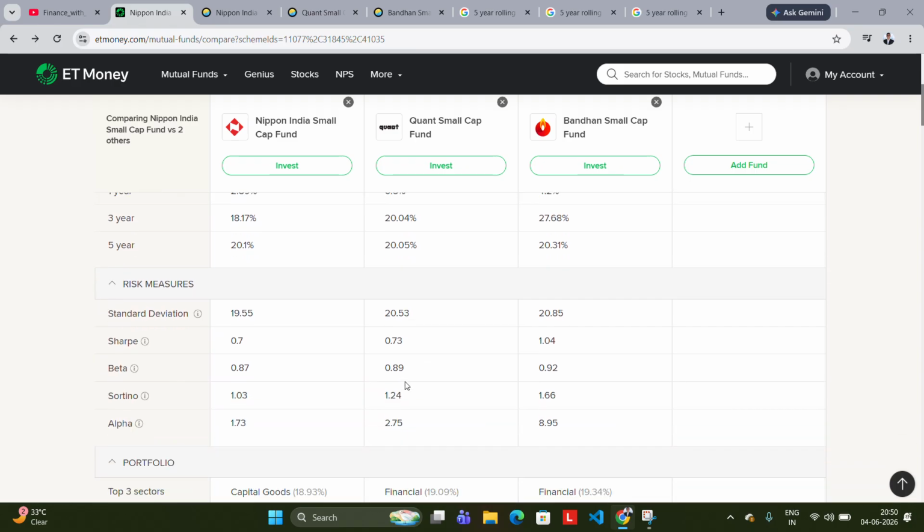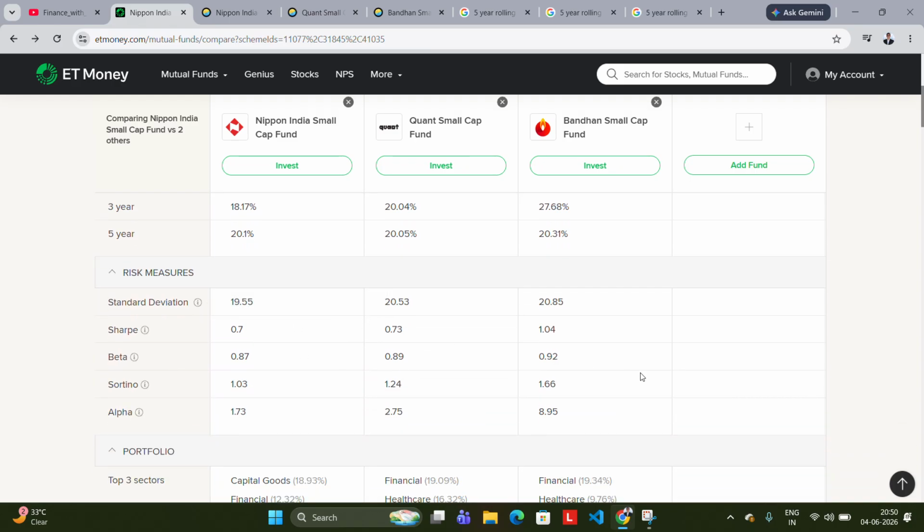Now let's see the other ratios. What is standard deviation? Standard deviation means how much the fund moves along with every 1% of market moves. So around 20 for all of them, and Bandhan Small Cap is the most volatile. Of course, it will be because it is generating good returns.